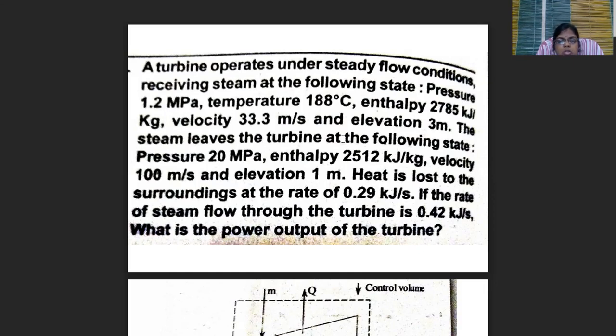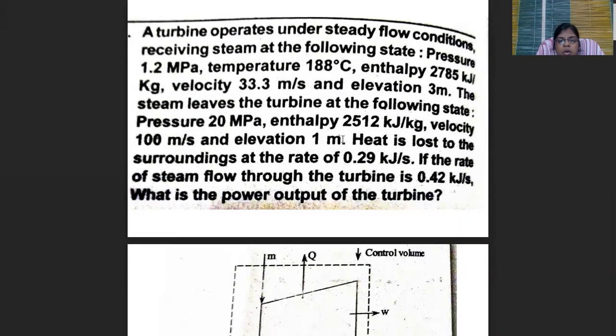Heat is lost to the surroundings at the rate of Q equal to minus 0.29 kilojoule per second. If the rate of steam flow through the turbine is 0.42 kilogram per second, what is the power output of the turbine? That is nothing but the power output P. We are going to find out the value of P of the turbine.